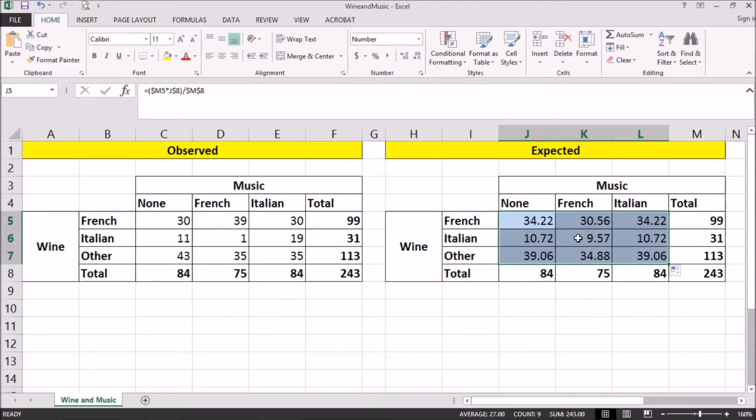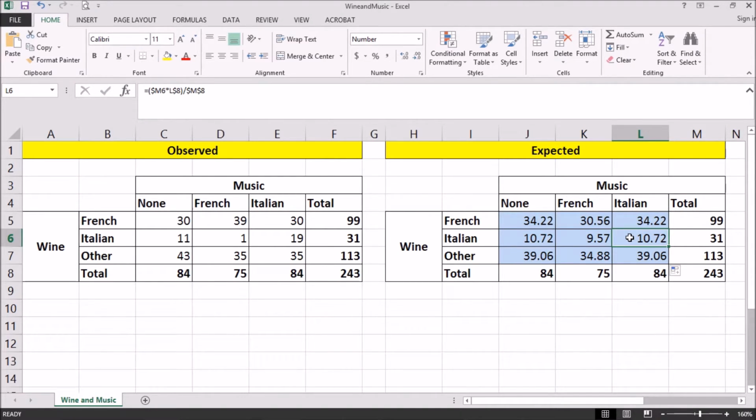We can look and see, just comparing visually the observed versus the expected value, and we'll actually look at this mathematically with the chi-square statistic for each cell. But we can see there are considerable differences in the Italian wine row, looking at both French and Italian music. In our observed data, only one bottle of Italian wine was sold while French music was playing, and we'd expect 9.57 bottles. And in our observed data, 19 bottles of Italian wine were sold while Italian music was playing, where our expected value was 10.72 bottles.